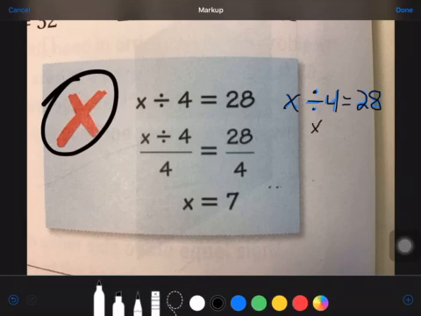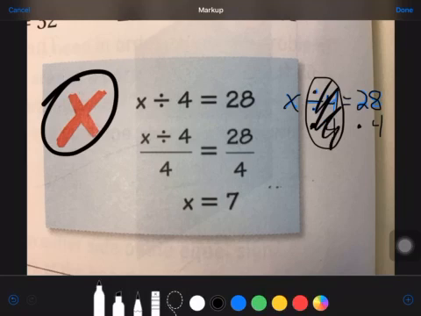So we're going to multiply by 4, and I'm going to use this multiplication symbol because I've got an x in here already, and that's going to be confusing. So I'm going to multiply by 4, multiply by 4. Now these cancel each other out. I've got x on this side. And let's see, 4 times 28 is 112. So I've got x equals 112. So that's how I would do the problem.